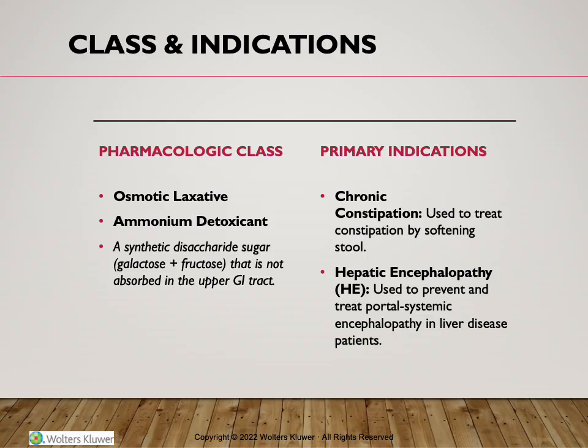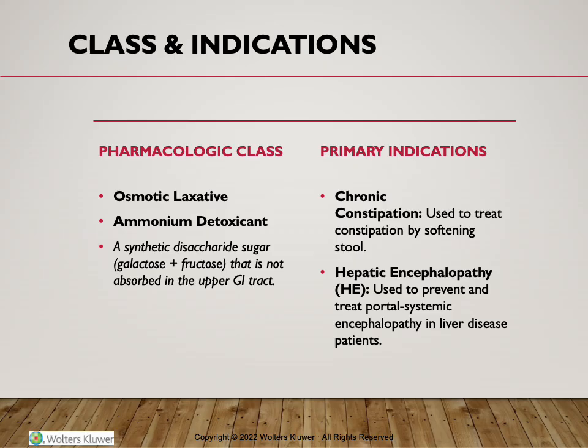Lactulose is actually an osmotic laxative, which seems a little odd, but it's true. Its other pharmacologic class is being an ammonium detoxicant. It's a synthetic disaccharide, sugar, fructose that's not absorbed in the GI tract, and works as an osmotic laxative. The primary indication would be chronic constipation, where we use it to treat constipation by softening stool.